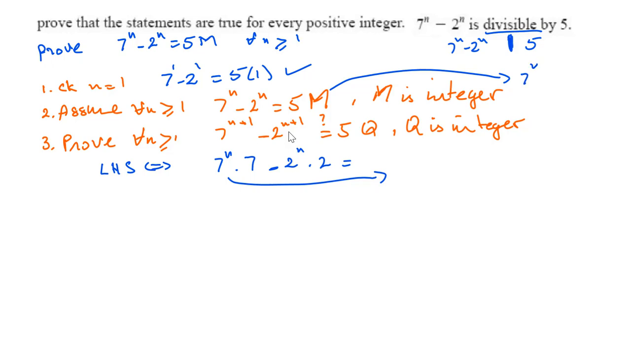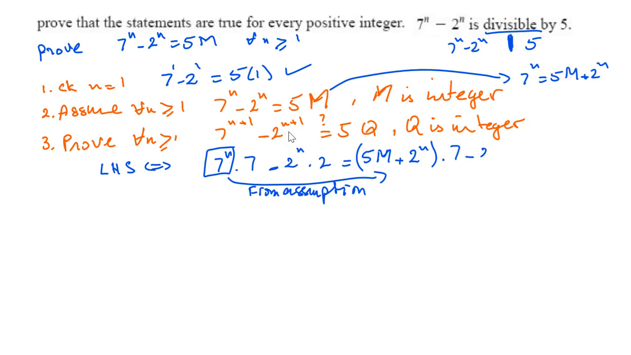So from the assumption, we have 7 to the n is equal to 5m plus 2 to the n. That means you add 2 to the n to both sides here. So I replace this 7 to the n with what I have from the assumption: 5m plus 2 to the n, times 7, minus 2 to the n times 2. And then I keep going until I find the left hand side equal to 5 times some other integer. I call it q.